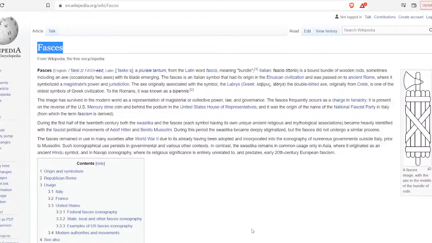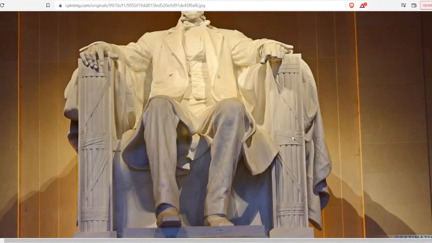So, yeah, that's interesting that those guys, and Lincoln has his hands over all that symbolism. Also, you can see that symbol of the fasces, I believe, in the House of Congress. That symbolism is there as well.